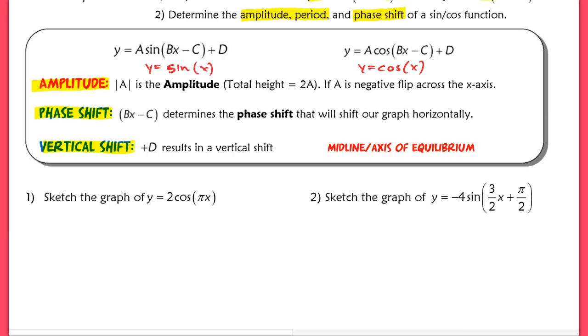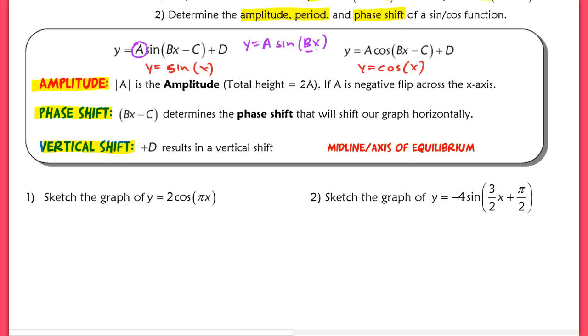Okay, so again, to review what we talked about from yesterday, this a value affects our amplitude. It's going to adjust our overall max height and min height because it'll either create a vertical stretch or a vertical compression. Now, when you have an equation of the form y equals a times sine of bx, which is what we looked at in yesterday's lesson, this is going to cause either a horizontal stretch or a horizontal compression.